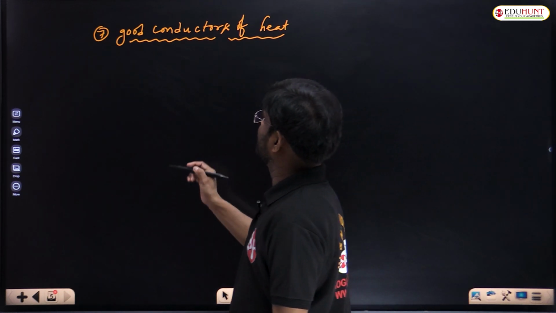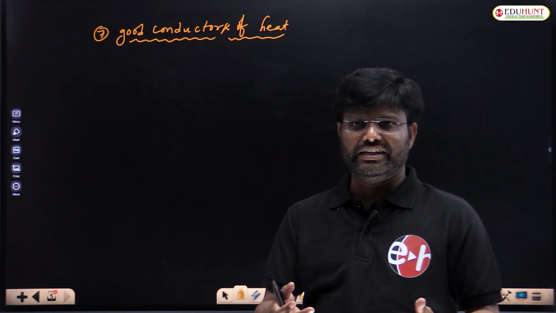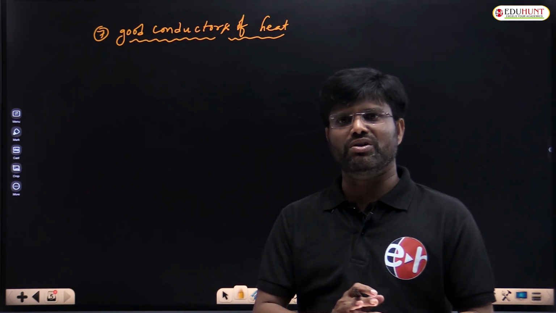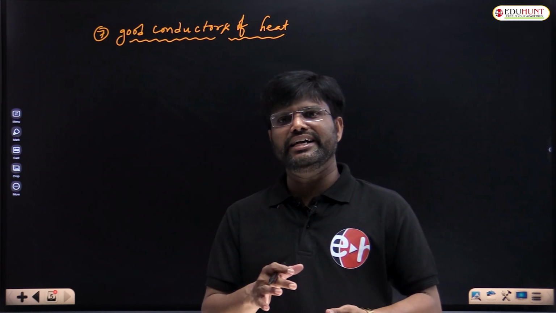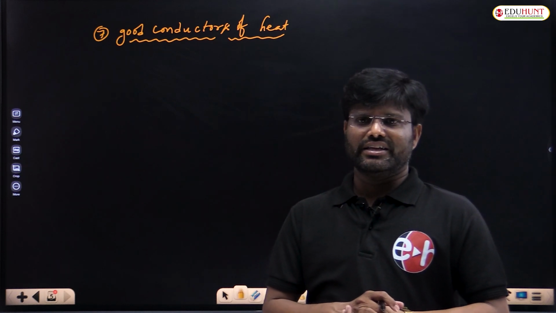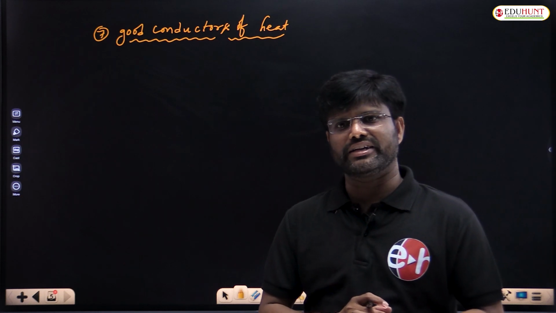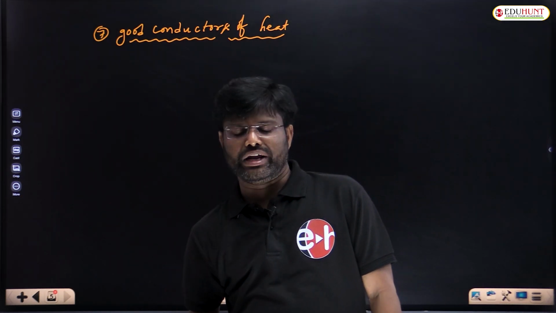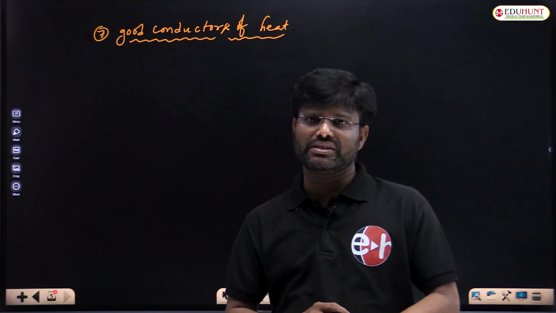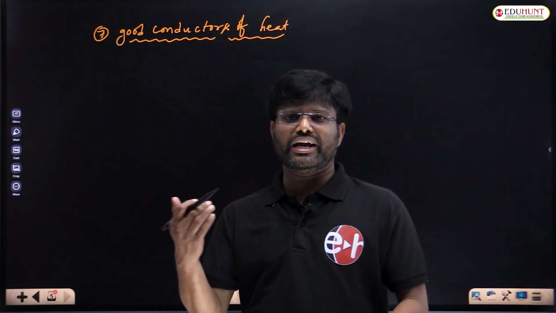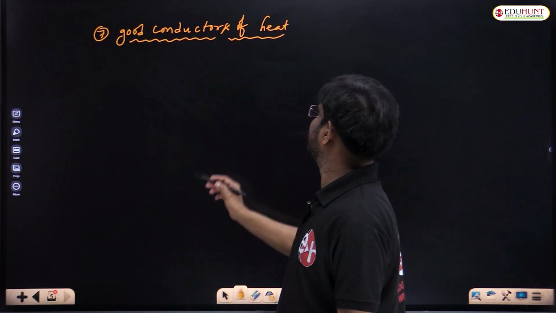So what is a good conductor? Metals which allow the heat or electric current to pass through them are called good conductors. How do they allow heat or electricity? Because of the flow of electrons. Because of the flow of electrons, they allow the electric current, and that is called good conductors of heat and electricity.